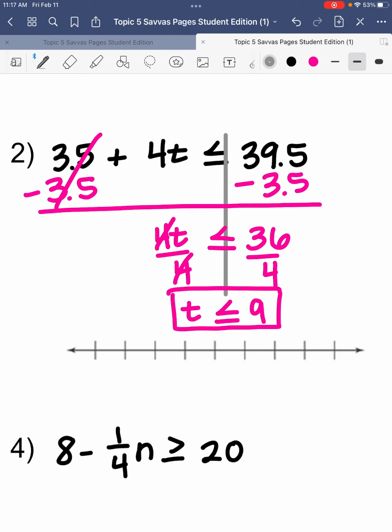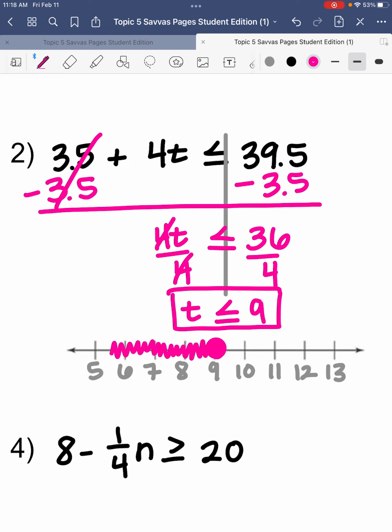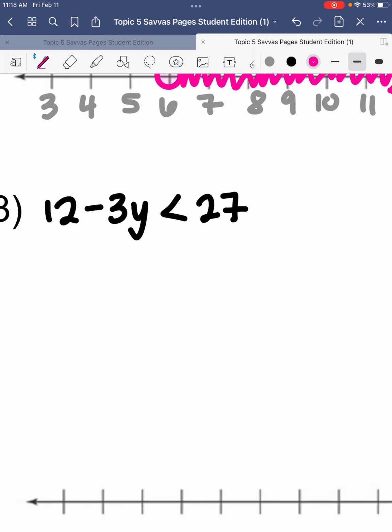And now we just need to graph that. I'm going to start with 5, 6, 7, 8, 9, 10, 11, 12, and 13 on my number line. At 9, I'm going to put a closed circle. And how do I know I need a closed circle? Well, there's a line underneath my symbol. So I draw my circle and fill it in. And I want to shade all the numbers that are smaller. So I'm shading towards 8, 7, 6, and 5. And it keeps on going. My solutions keep on going, so I include the arrow. Okay, moving on to number 3.